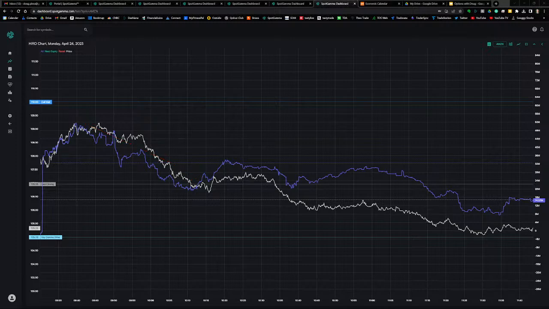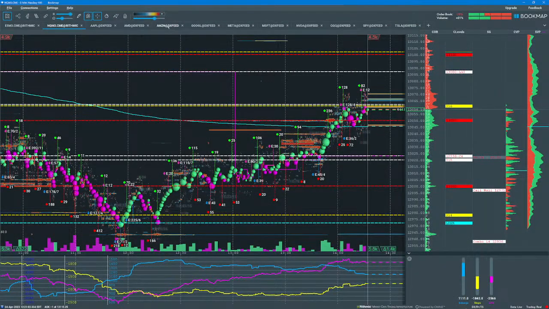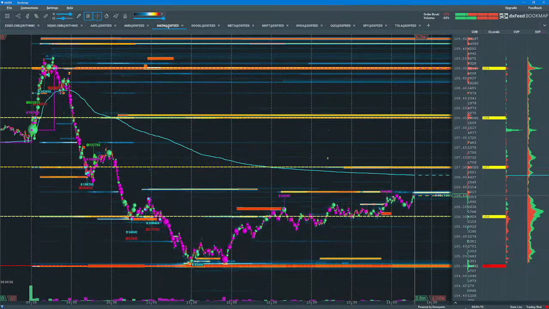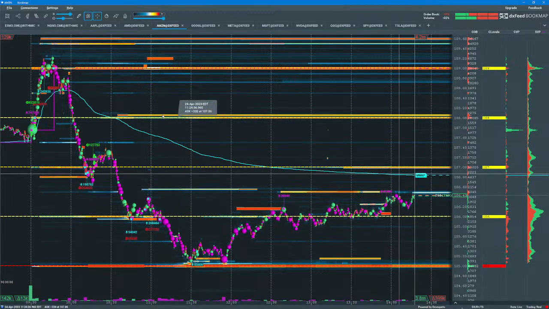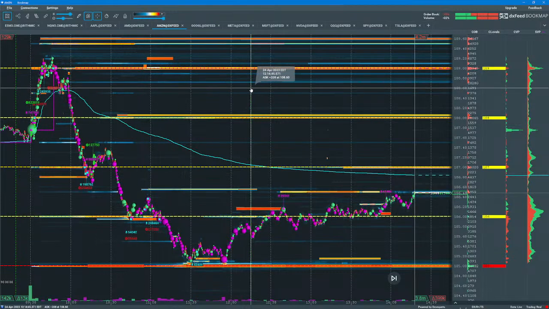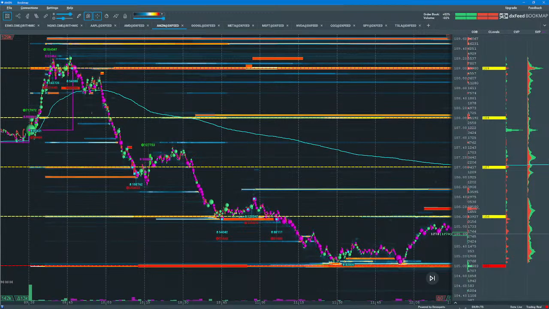Let's go take a look at Bookmap. Go to Amazon. And there's the reversal at the 109 level. I'm going to zoom in on this. There's the reversal. Call wall up above at 110.